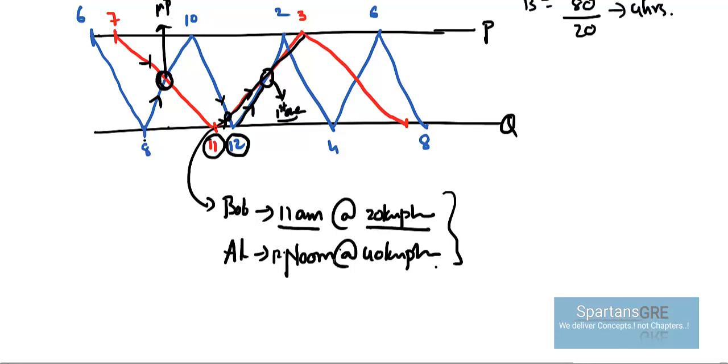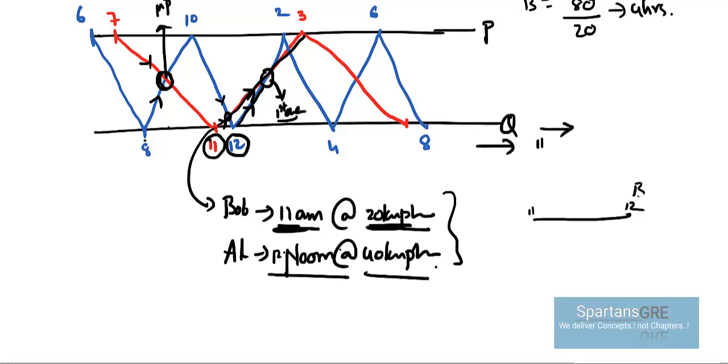His speed is 20 kilometers per hour, and Albert starts at 12 noon. That means he starts 1 hour after Bob, so his speed is 40. Now overtaking will happen, so using this you can find the answer. Now see, what is the initial distance? Bob started at 11 o'clock, and by 12 he will be here. So here it is Bob.